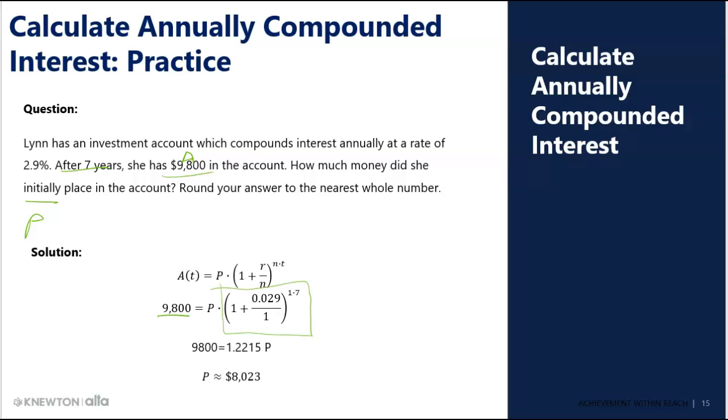So what you do is you calculate what P is multiplied by. You get a number for that. And then you're going to do 9,800 divided by 1.22. And don't round here again, 5. And that's going to give you P. And in this case, it gives you $8,000.23. The amount you have at the end should be more than the amount you had at the beginning. So that makes sense.